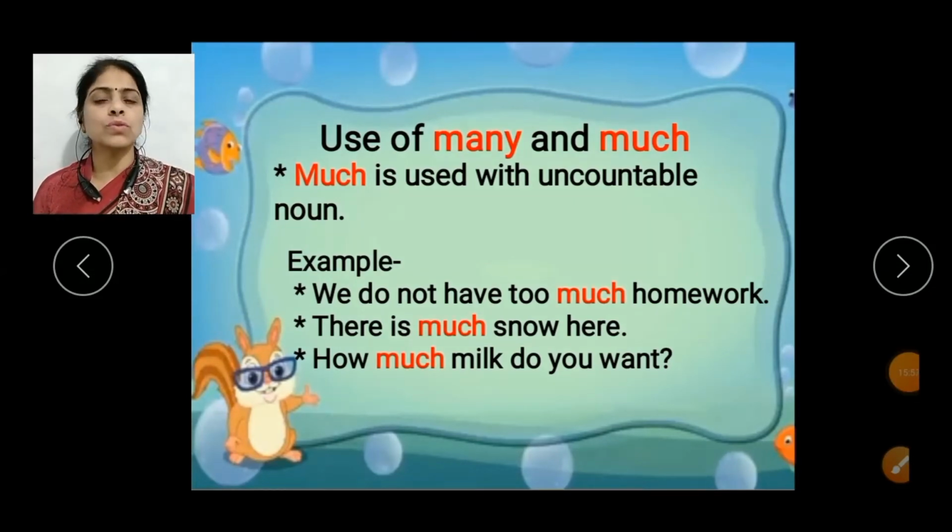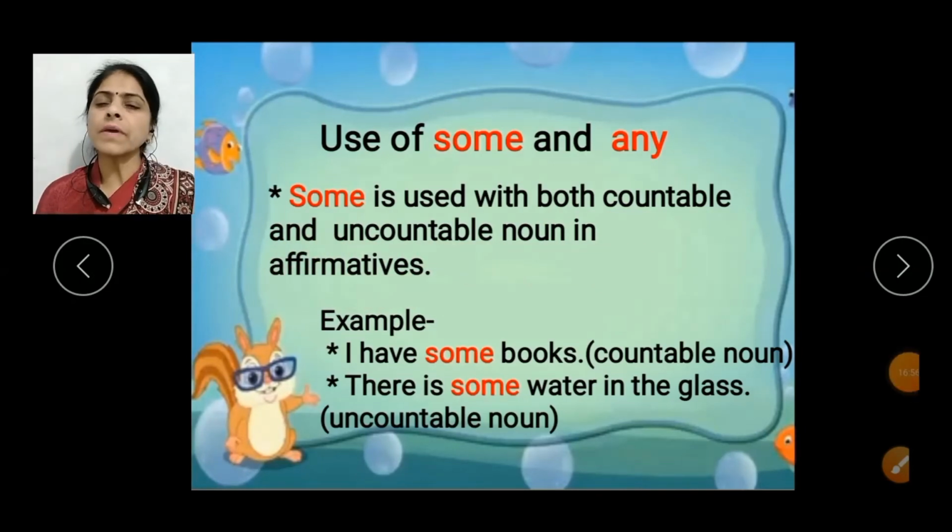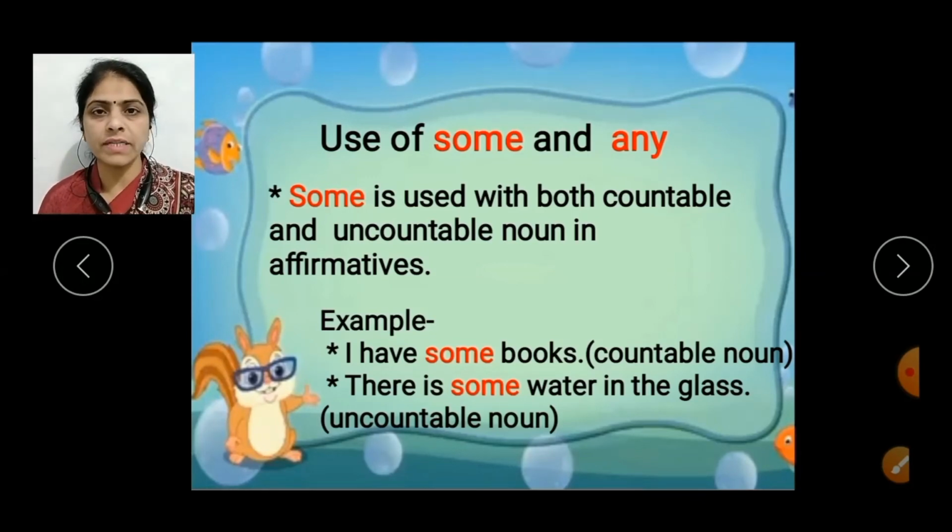Now it's time to see the use of some and any. Some is used with both countable and uncountable nouns in affirmatives. Some is used to describe the undefined quantity of noun, whether it is countable noun or uncountable noun. Let's have the examples to understand it.